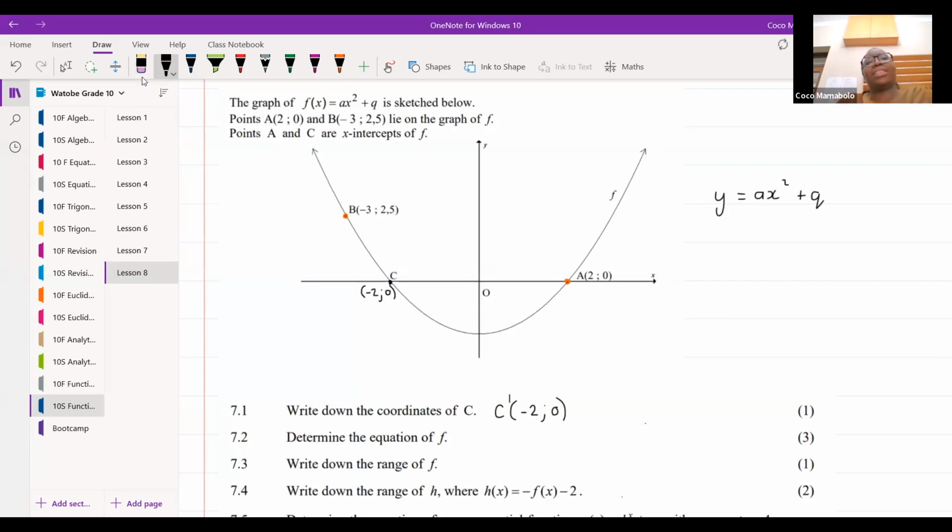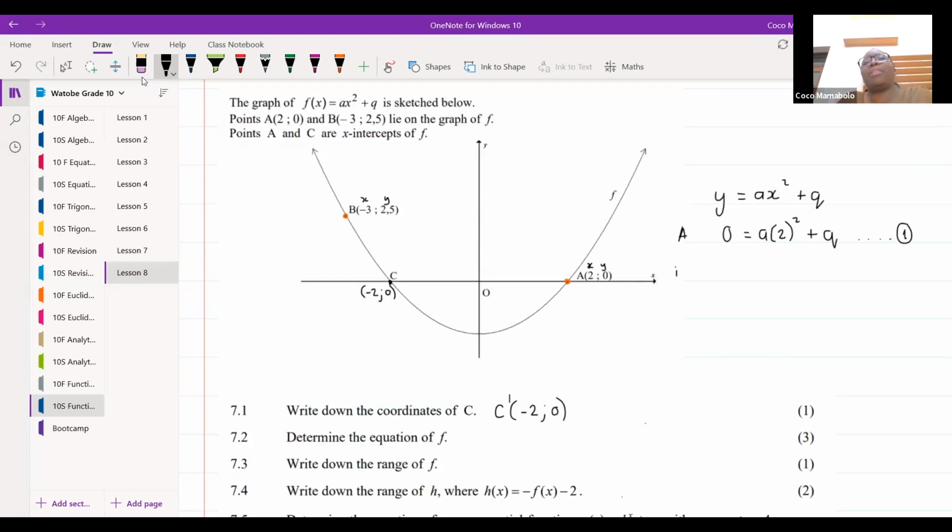So what we're going to do, guys, is sub in the values for x and y. Remember, this is x and y, x and y, and we're going to get 2 different equations. Now, this is what my equation is going to look like. I'm going to start with A. If I start with A, I'm going to get 0 is equal to a times 2 all squared plus q, and we're going to call that equation 1.